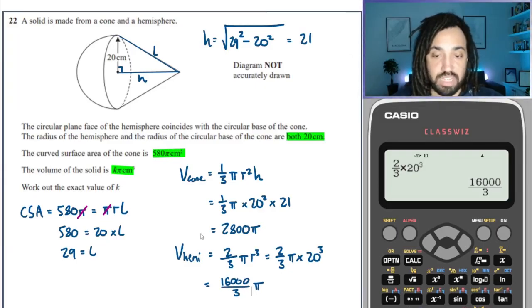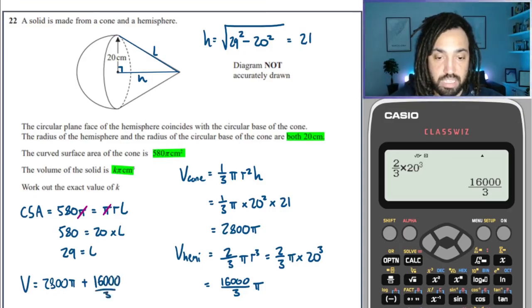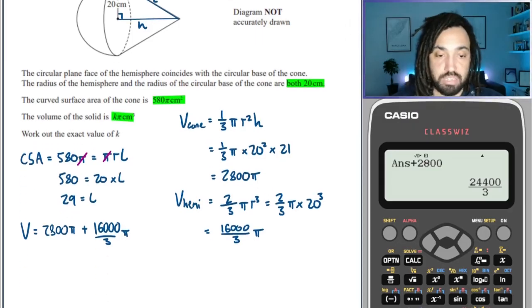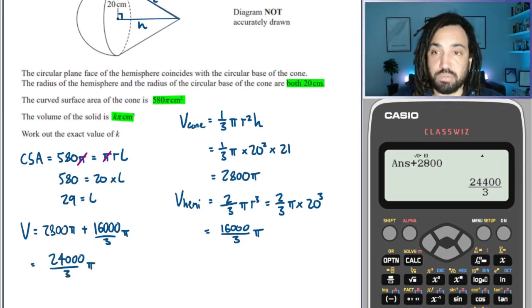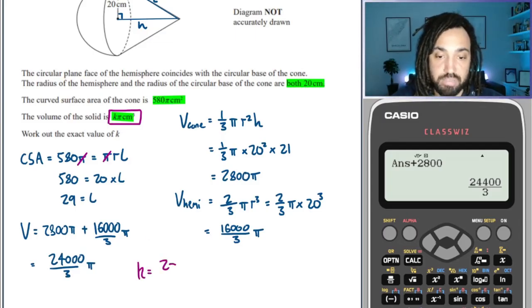So overall, we've just got to add these two together. So the total volume is equal to the cone plus the hemisphere. So if we just add the numbers together, then that will give us how many pies we have. So just add on this, and that must be it then. So that's equal to this number of pi, and we're told that it's equal to k pi. So therefore we can conclude that k must be equal to 24,000.